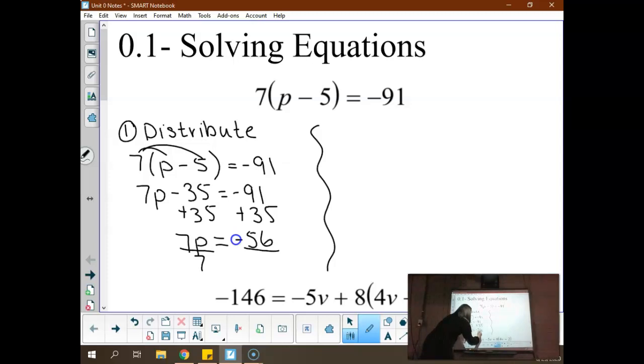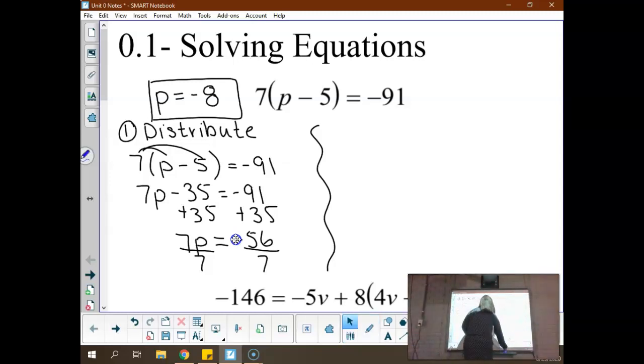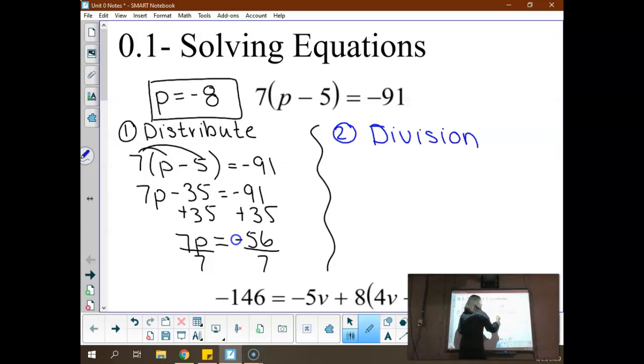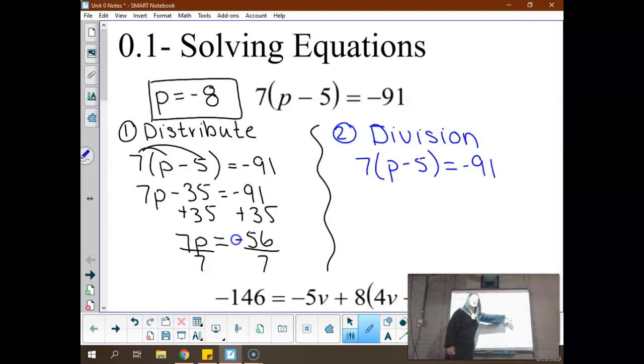So we're going to finish this one up, and I get p equals negative 8. All right, so that's the first method, distribution. That's probably what you guys have seen in Algebra 1. However, I want to introduce you to another method, and it is to begin with division. Because if you think about it this way, the 7 out in front of our quantity of p minus 5 is technically a multiplication. So I'm saying 7 times this stuff equals negative 91.